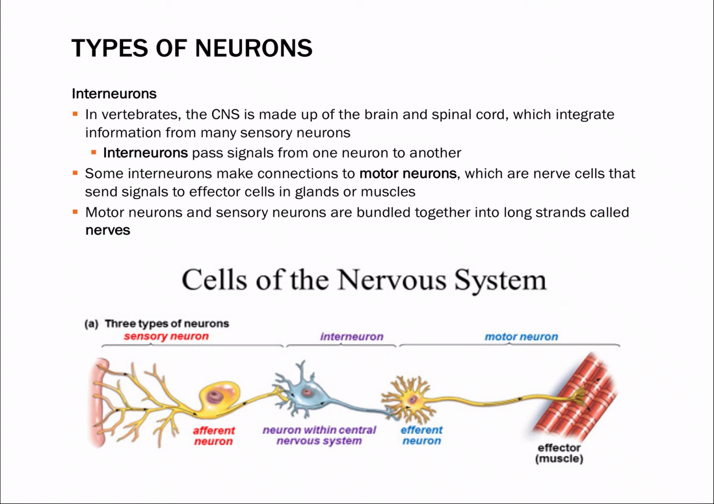Motor neurons and sensory neurons are bundled together into long strands called nerves. Okay, and that's the nerves that run all throughout the body, your cranial and spinal nerves and branches thereof. Okay, so you got your skin here or some external or internal factor that's going to send information to the sensory neuron, the afferent neurons, and then that's going to communicate with the interneurons within the central nervous system. So these are the ones that are in the brain, in the spinal cord, and then they're going to ultimately synapse with your motor neurons or your efferent neurons, which are going to elicit a response to the effector, which in this picture is the muscle.